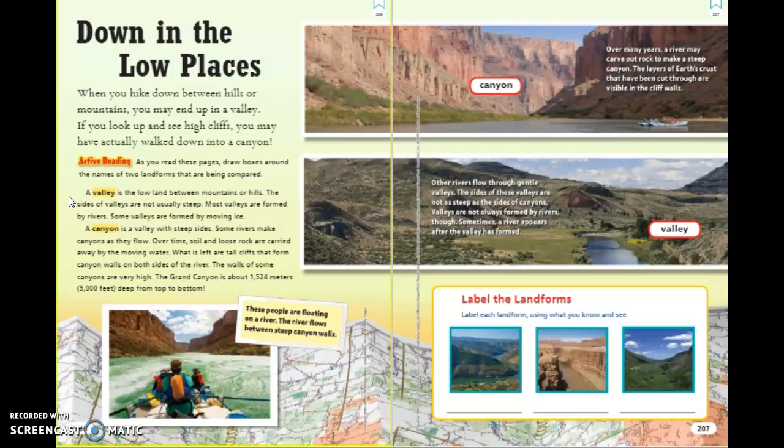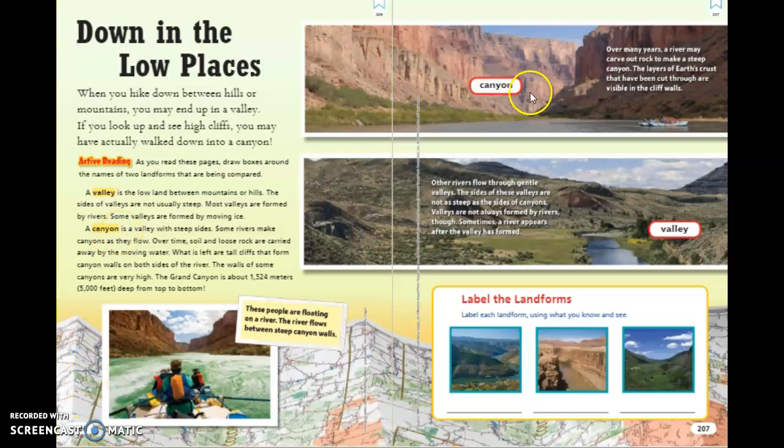You should have put a box around valley and a box around canyon. Those are also highlighted, which means there are vocab words. Please pause the video and turn back to page 203 and write the word valley and write the word canyon. Make sure you spell them correctly.